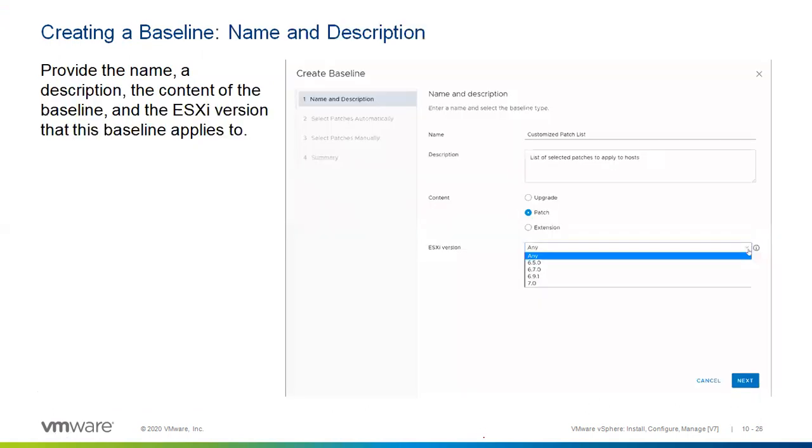In the same way, we can create the new baseline as well. When we are going to create the baseline, we have to define a customized patch, and for which purpose we are creating the baseline: whether it is an upgrade, just a patch, or just an extension. Then select the source and select the ESXi version you are planning for. For example, right now I am running vSphere 6.7, so let us choose the right version, vSphere 6.7, maybe this one or maybe this one.